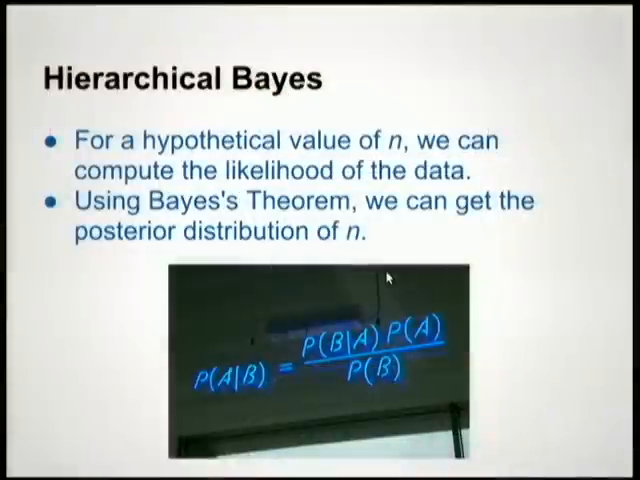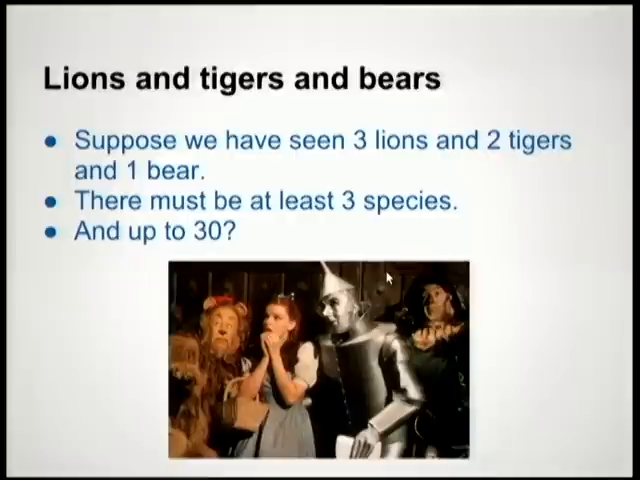Here's what that looks like. So what we're going to do is go through each hypothetical value of n, assume there are exactly n species, and compute the likelihood of the data.